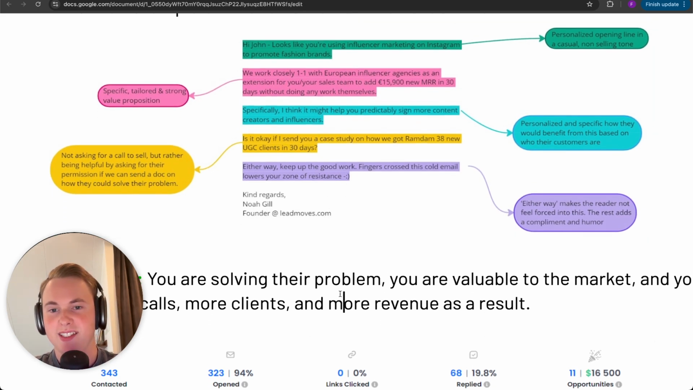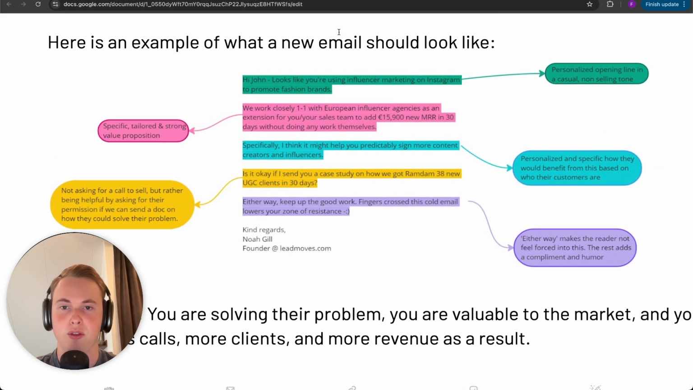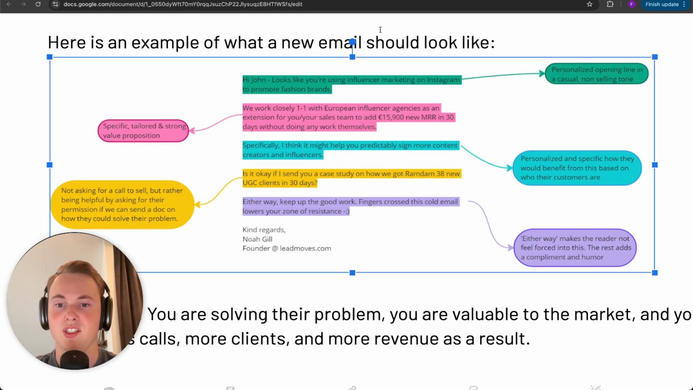I like to have these either way sections. I don't have it in every single email. I have it sometimes. In this case, it just was either way. Keep up the good work. Fingers crossed. It's cold email, it lowers your zone of resistance. It's kind of funny, you don't want to overdo your charm, or you don't want to sound overly funny in a way.